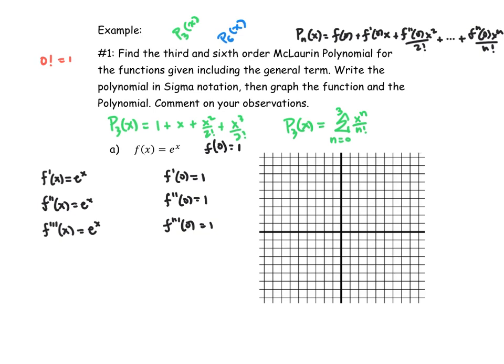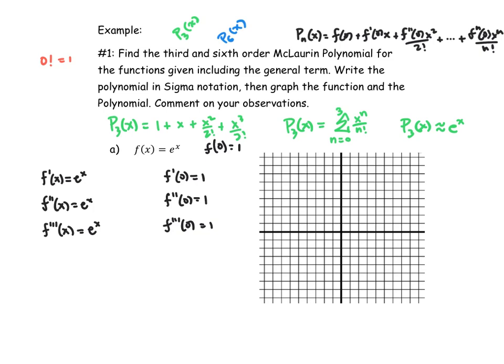Done. Okay, now, p sub 3 of x is an approximation of e to the x. It's not an exact equation, right? Those are not equal. Now, p sub 6 of x will be a better approximation of e to the x. So let's construct the 6th degree polynomial for e to the x. Let's continue with our derivatives.